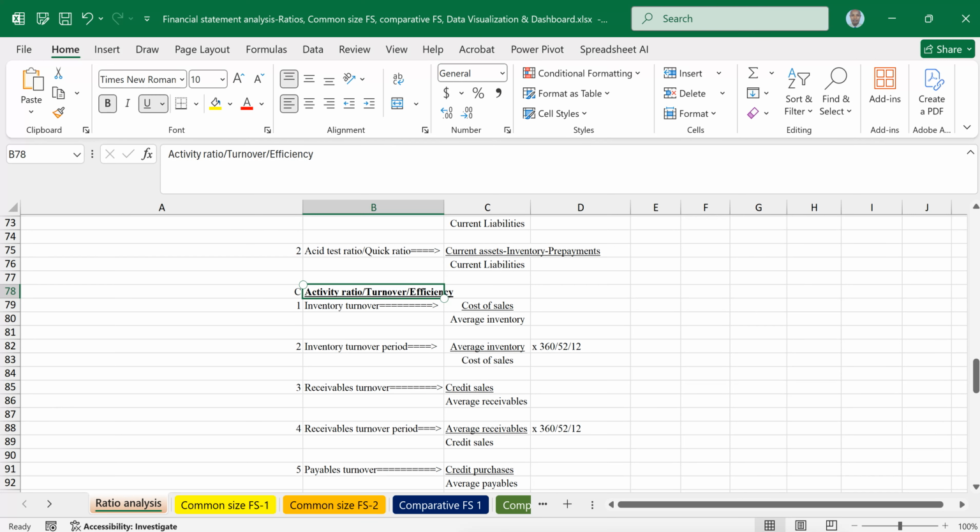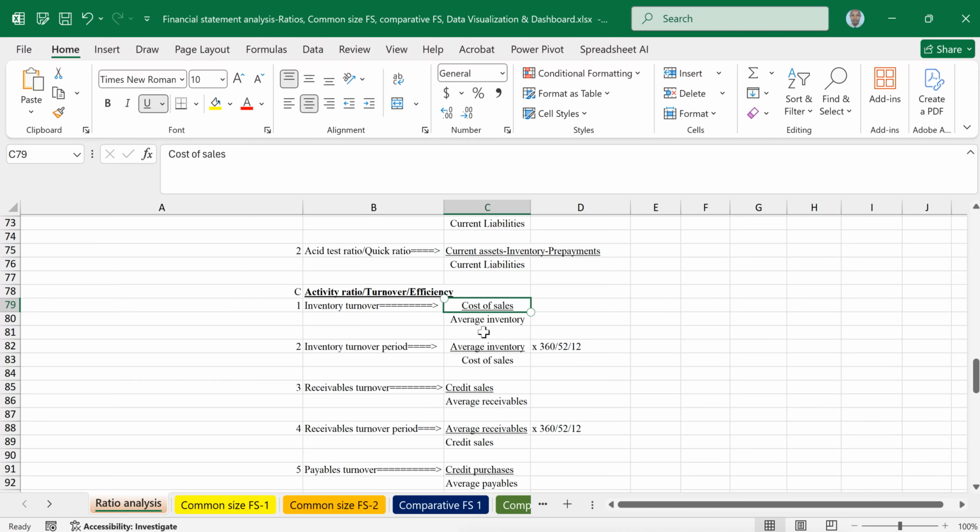Now, the first one is inventory turnover. Inventory turnover is obtained by getting the cost of sales over the average inventory. Then the second one is inventory turnover period. Now you get the average inventory, then over cost of sales, and then you multiply.